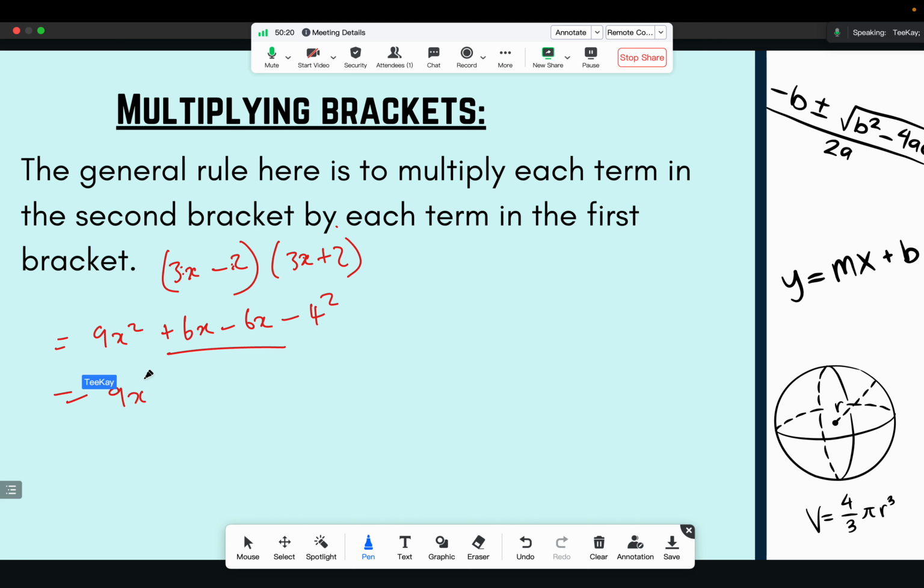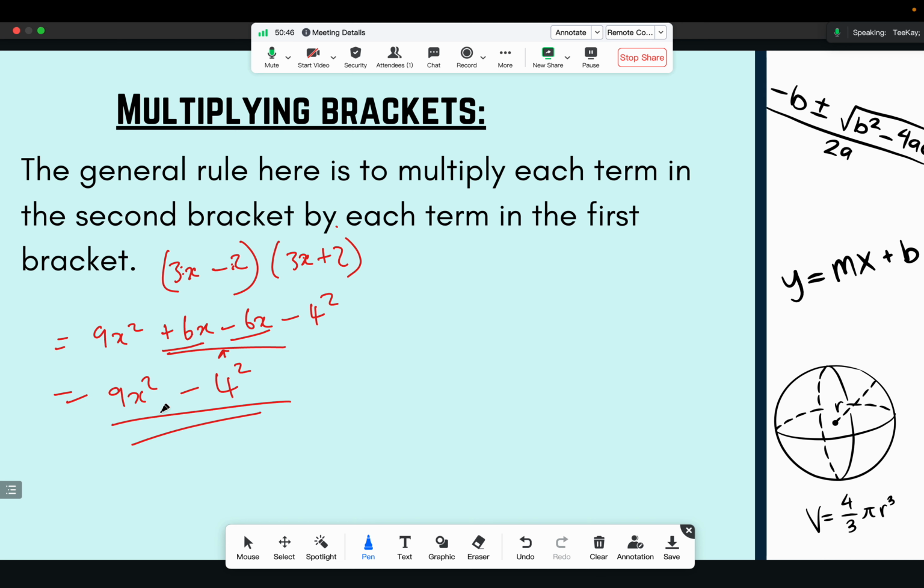so we have 9x squared plus, oh, not plus, because if you look at this one and this one, they are like terms. So we can say 6x minus 6x, which will give us 0. So we don't need to write this. And then we have minus 4 squared. And this is our answer.